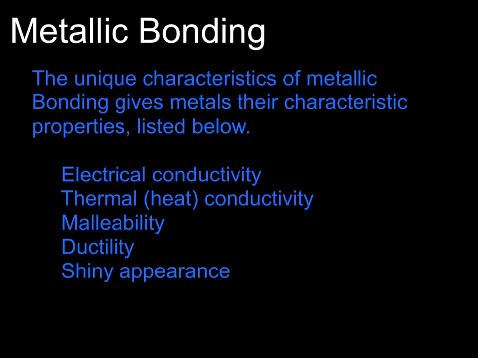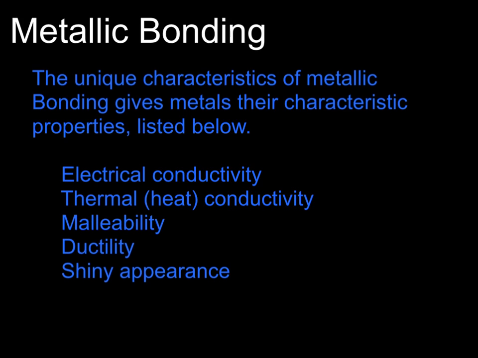The unique characteristics of metallic bonding is what gives metals their characteristic properties. So electrical conductivity, which is the ability to conduct an electric current. The reason that this happens so easily is because the electrons are free to move around. An electric current is just when electrons travel from one point to another. So since the electrons are free to travel, they can travel across the bond, and that creates the electrical current, the conductivity. The same thing with thermal or heat conductivity.